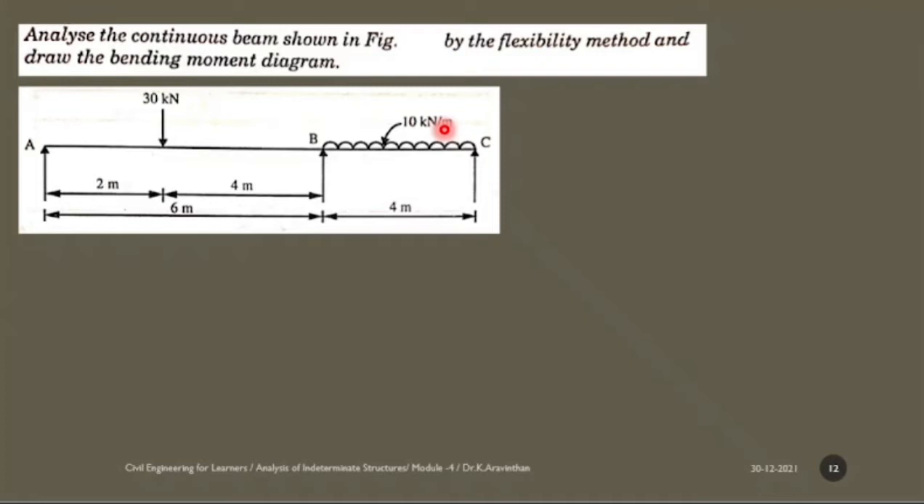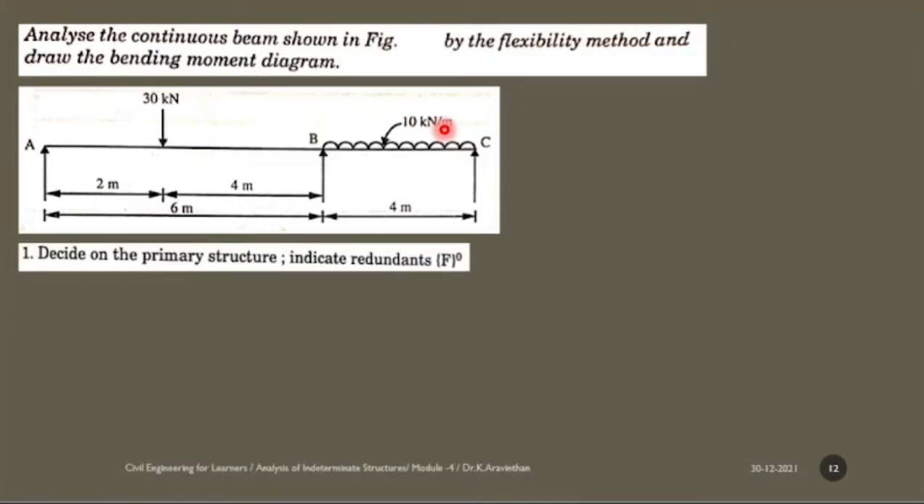So you have 8 number of steps for finding the bending moment. The steps are given in first class and we will do the same. First you should find the number of indeterminacy and you should find F naught. F naught is known as indeterminate force, beside the primary structure and redundant F naught.